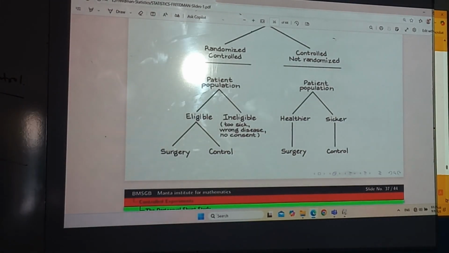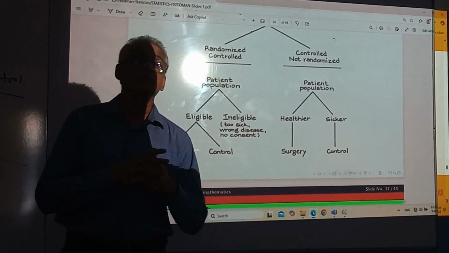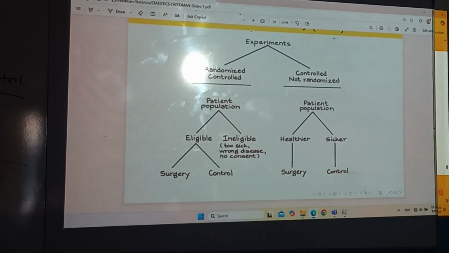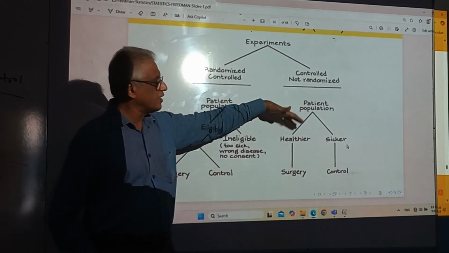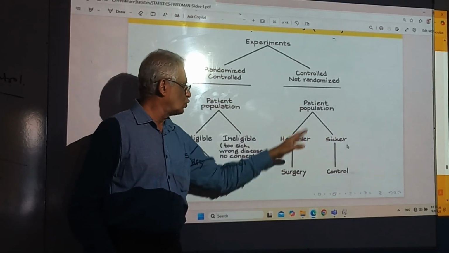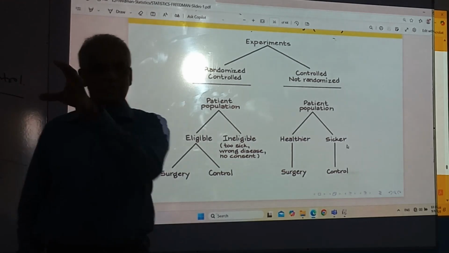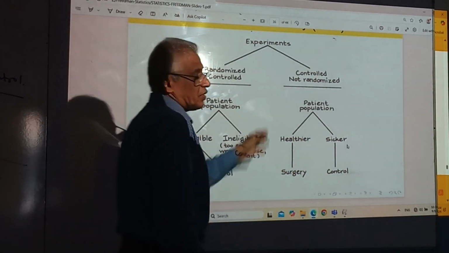So that again shows the importance of doing a randomized controlled experiment whenever possible. In this case, you can see that there are randomized controlled experiments and controlled but not randomized ones. There is some kind of control here because there are two groups and they are doing this thing only for these people. So that is a control because they decide who is going to be operated on, right? But it is not randomized.